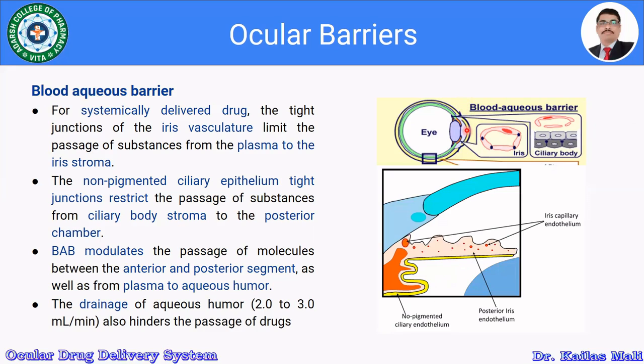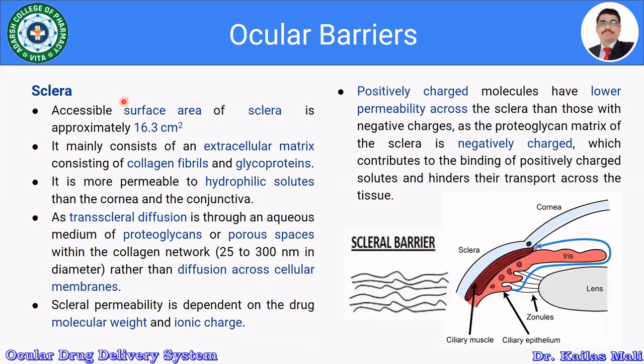The drainage of aqueous humor, approximately 2 to 3 ml per minute, also hinders the passage of drug from posterior to anterior. Let us see the sclera. Here is the sclera and this is the scleral barrier. The accessible surface area of the sclera is approximately 16.3 square centimeters. It is the white of the eye. It mainly consists of an extracellular matrix of collagen fibrils and glycoproteins. It is more permeable to hydrophilic solutes than the cornea and the conjunctiva.